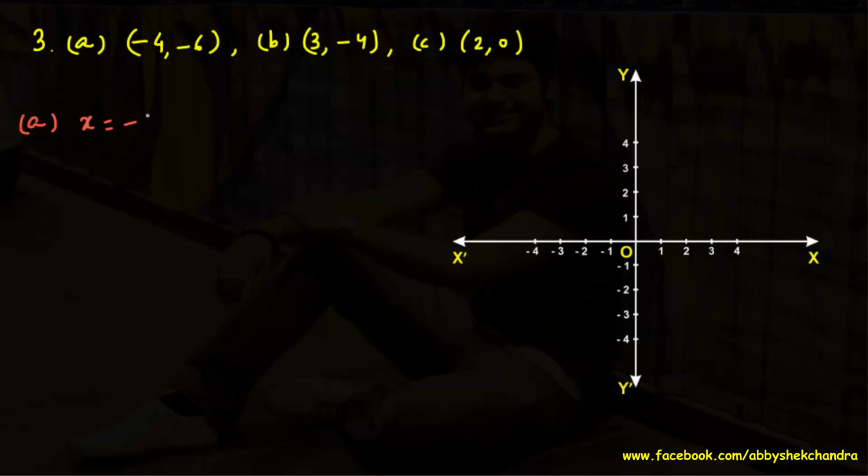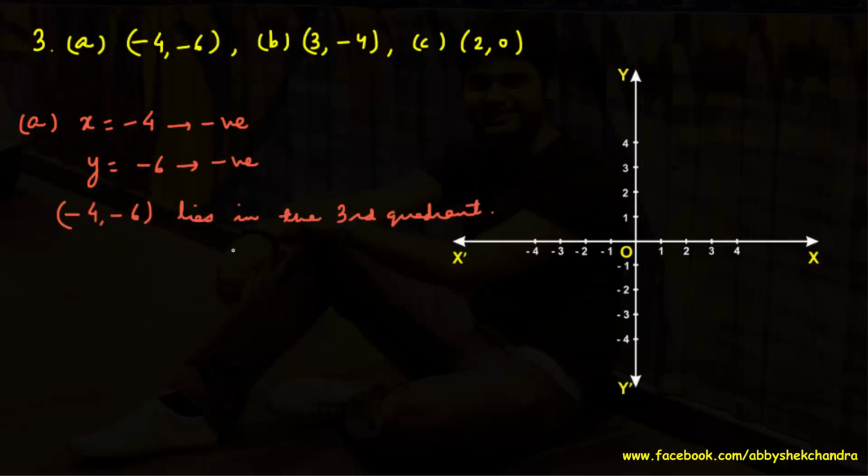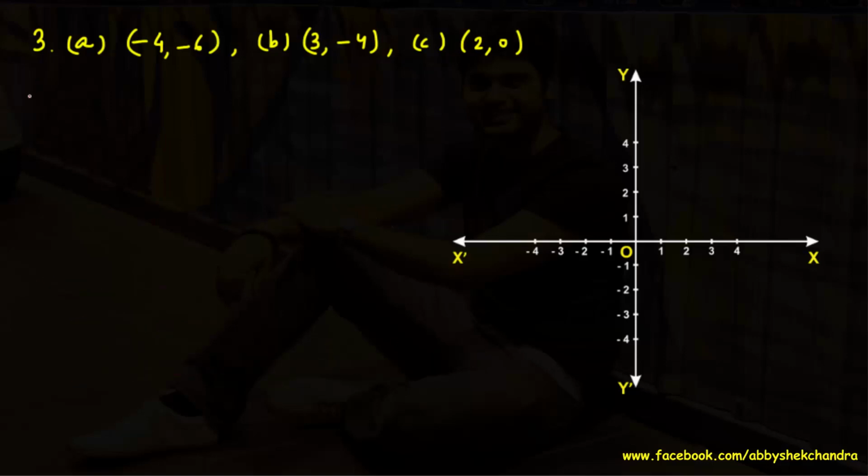A. Since both the coordinates of the point are negative, the point lies in the third quadrant. B. Since the x coordinate of the point is positive and the y coordinate of the point is negative, the point lies in the fourth quadrant. C. Though the x coordinate here is positive, if you notice the y coordinate of the given point is 0, which means it is neither positive nor negative.